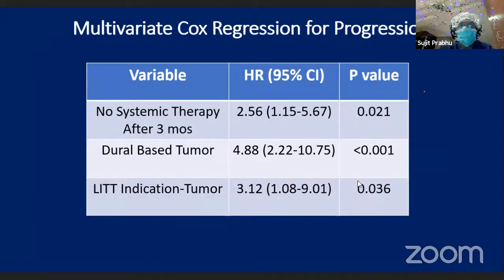And so when we looked at the variables which really reached significance in terms of using a multivariate Cox regression model, patients who had systemic therapy, dural-based tumors, and the LITT indication reached significance, as you can see on this model.